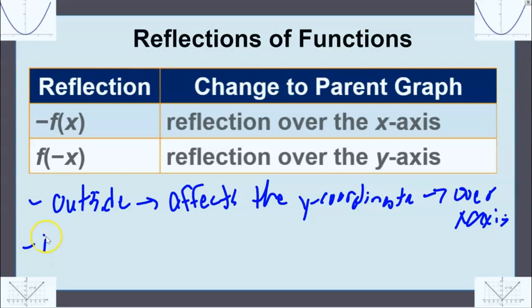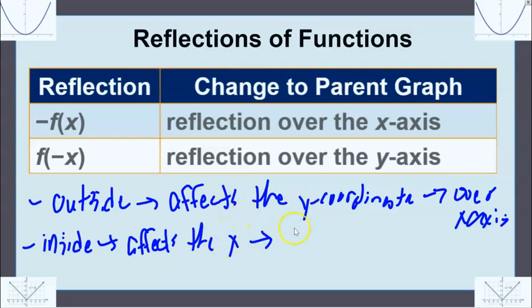When the negative is on the inside, it affects the x, which means it's over the y-axis.